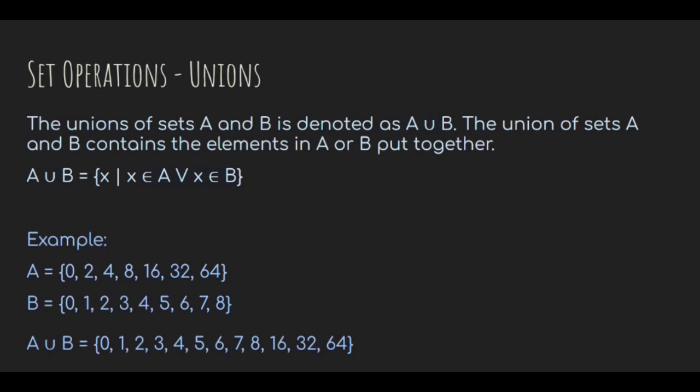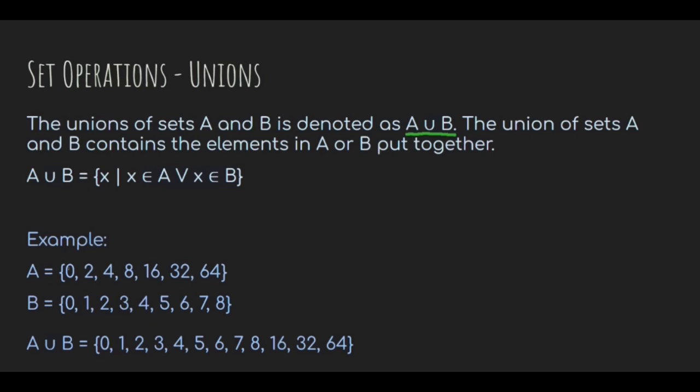All right, set operations. In this slide, we're going to talk about unions. The union of sets A and B is denoted as A union B. It's written like this. The union of sets A and B contains the elements in A and B put together, not or, and. Because you're merging them. They're a union. It's kind of like a Venn diagram where you consider every element. You're merging them all.